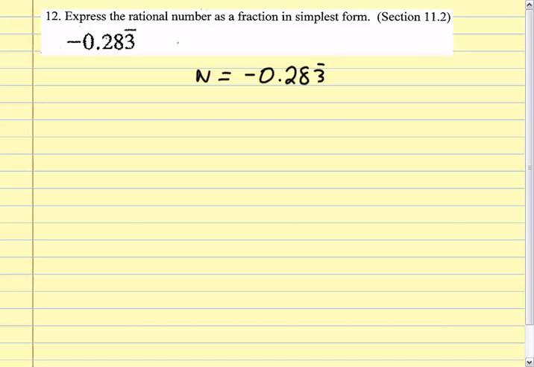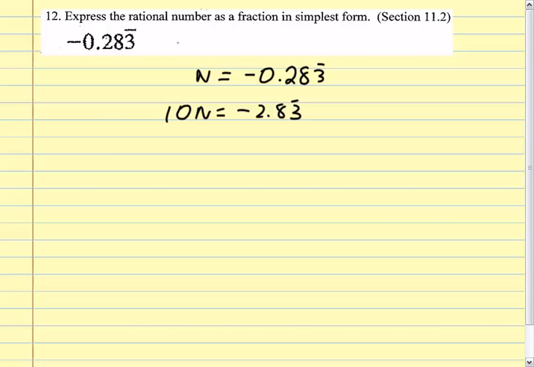Right. Okay. Because you told me, but I want to make sure it gets on the video, you said since there's only one number repeating, I multiply by what? By 10, so it's 10n. Just by 10. Okay, so 10n is going to equal what? Negative 2.83 repeating.